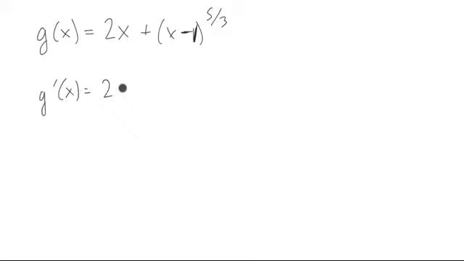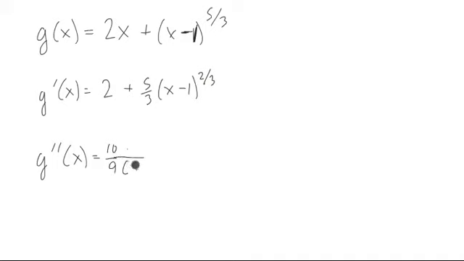We get 2 plus 5/3 x minus 1 to the 2/3. Okay, take another derivative, and we end up getting 10/9. Oh, x minus 1 is in the denominator. That's going to be a critical problem point as we analyze this one. And that's to the 1/3 power right there.